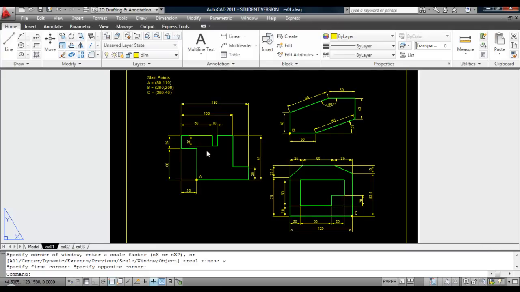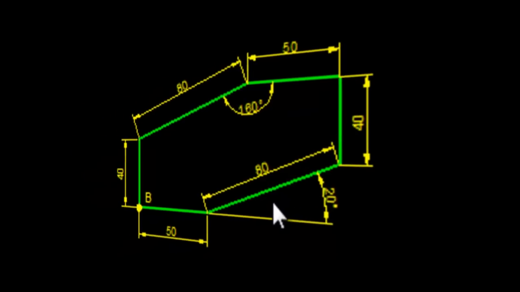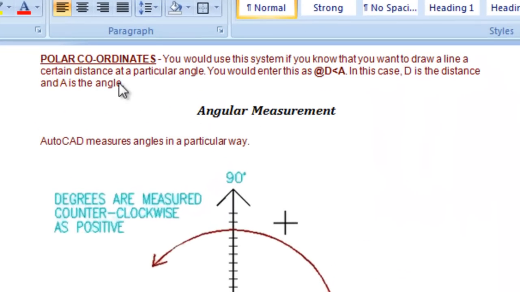Hi, this is the second tutorial looking at different coordinate systems within AutoCAD. This shape here we'll be doing horizontal vertical lines and also lines run at angles. The lines run at angles we use a system known as the polar coordinate system. And there's a specific formula we use.